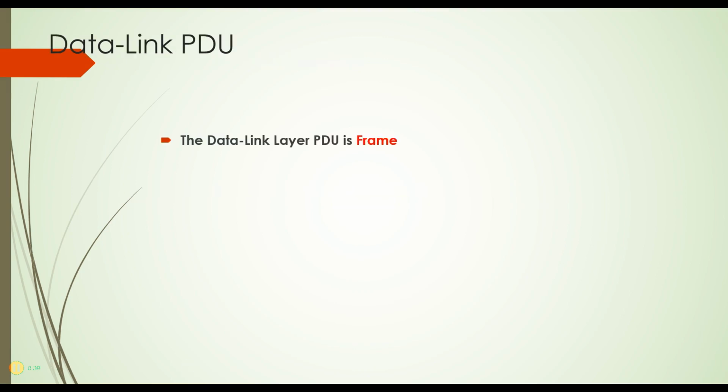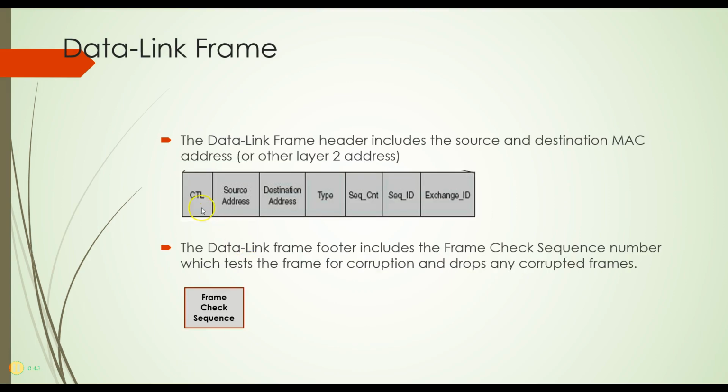The data link layer PDU, or protocol data unit, is the frame, and here is the header of, in this particular case, a header that uses a MAC address. So this is a data link frame header for Ethernet, and an Ethernet frame uses a source and destination MAC address for local traffic.